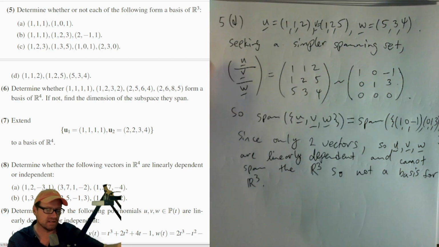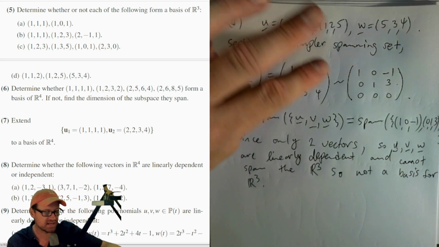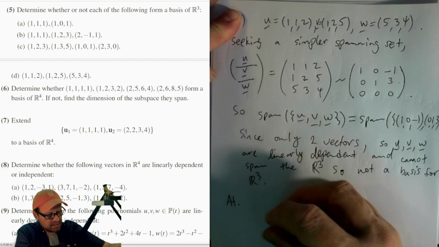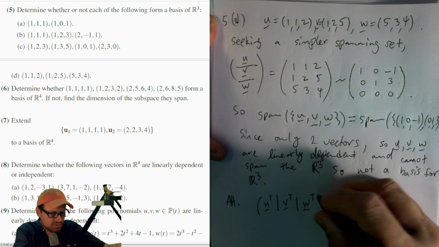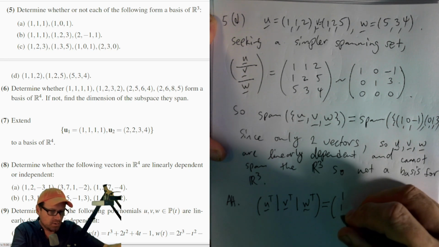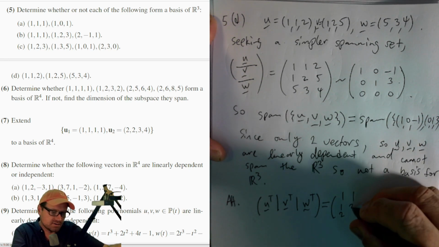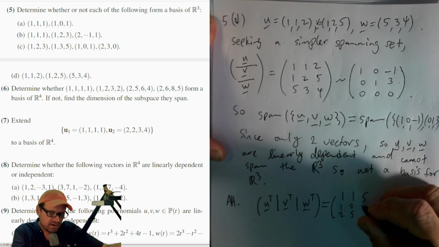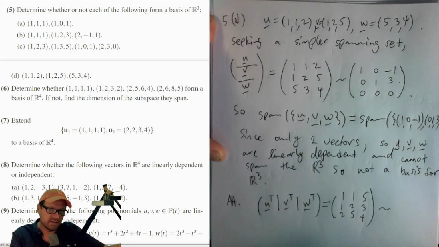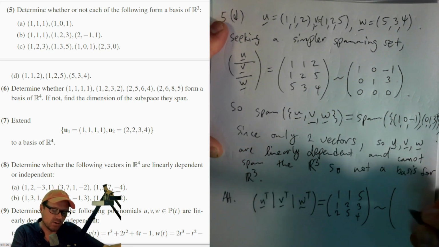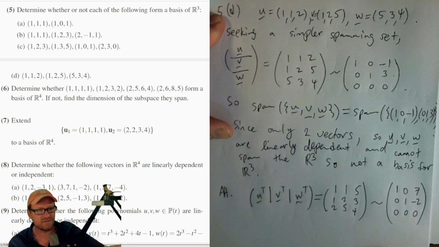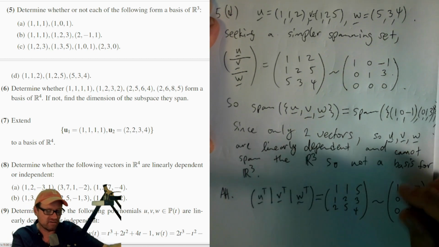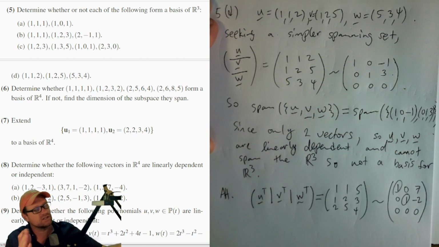Okay, now alternatively, we can take these, transpose them, right? Alternatively, U transpose concatenated with V transpose with W transpose. We have 1, 1, 2 in the first column, 1, 2, 5 in the second column, 5, 3, 4 in the third column, and then we row reduce this, and we will get 1, 0, 7, 0, 1, minus 2, 0, 0, 0. Okay, now identify where our pivots are. We have a pivot here, and we have a pivot here. There are only 2 pivots.